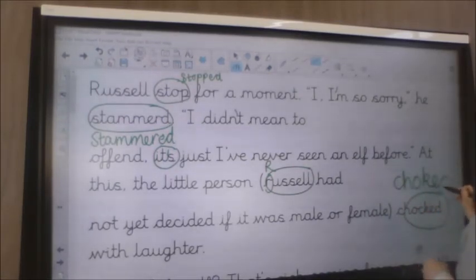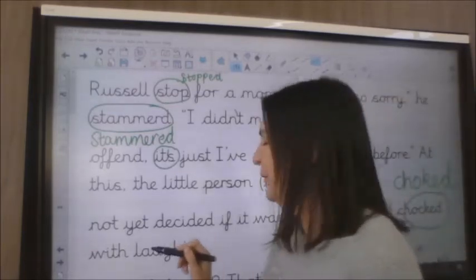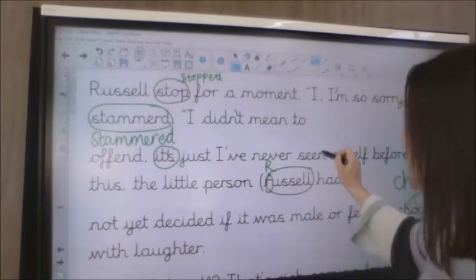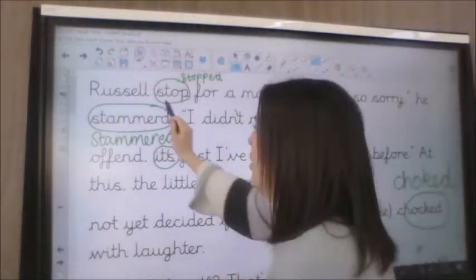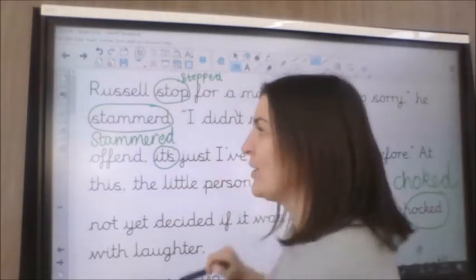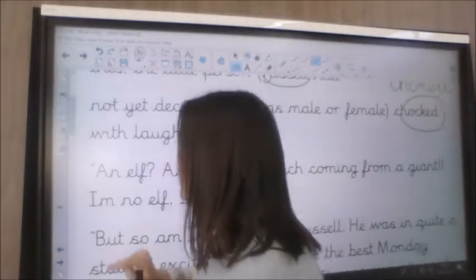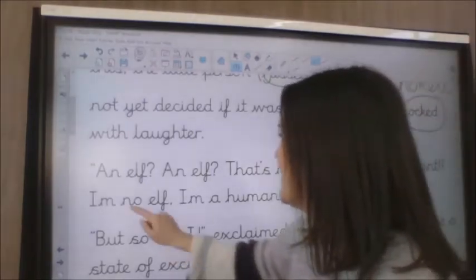So choked with laughter. Okay, so you can see how I've circled the mistakes and put the corrections, either putting the apostrophes in or I've circled it and then put the correction next to it or above it. So I'm going to just put this down a little bit. I'm going to ask you to pause it.